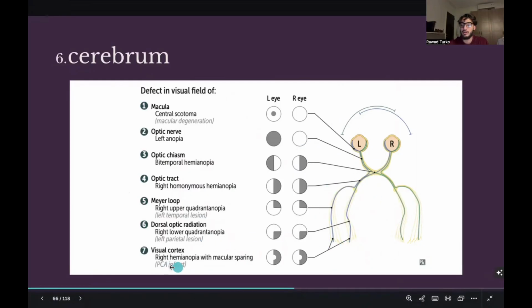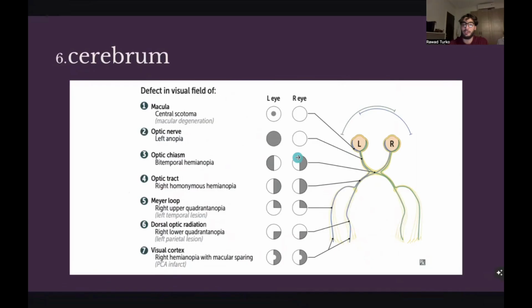We're not going to talk about that. We'll talk about PCA infarction soon, inshallah. And again, optic nerve, then you're going to have left anopia. Optic chiasm, if it's involved, you're going to have bitemporal hemianopia. Optic tract is right homonymous hemianopia. Again, all of these tracts are going to eventually cross over to go to the other side. And that's why a lesion would lead to right homonymous hemianopia. Okay? All right.